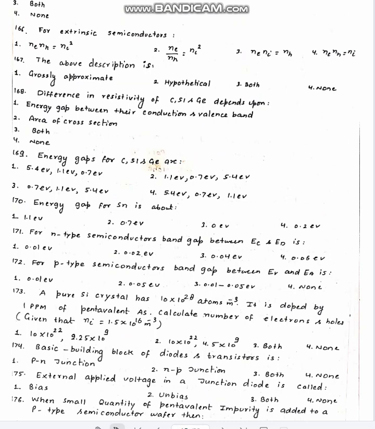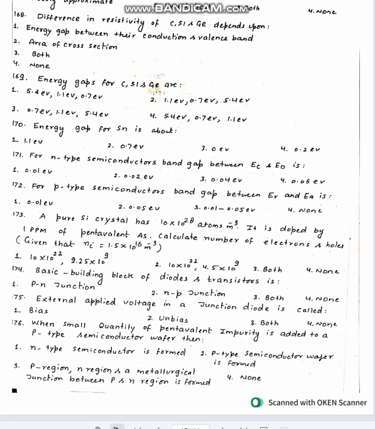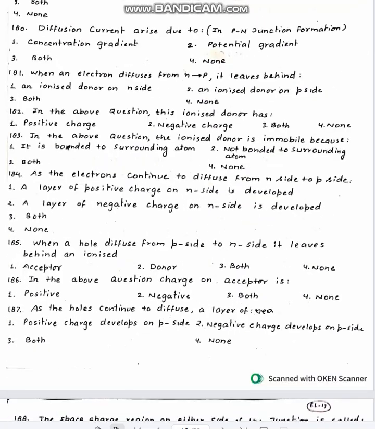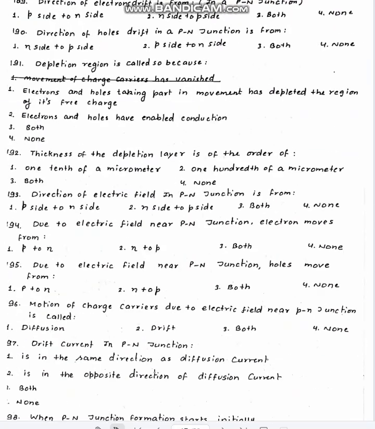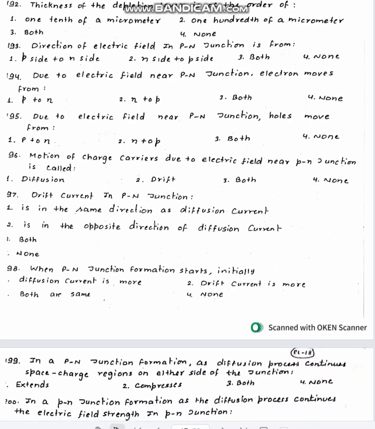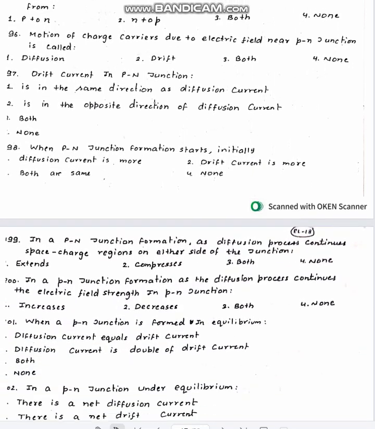Then we have energy gaps for carbon, silicon and germanium, stannous, energy gap between AC and ED. Then we have questions based on electron and hole diffusion, then depletion layer, drift of holes, drift of electrons, thickness of depletion layer, drift current, diffusion current.